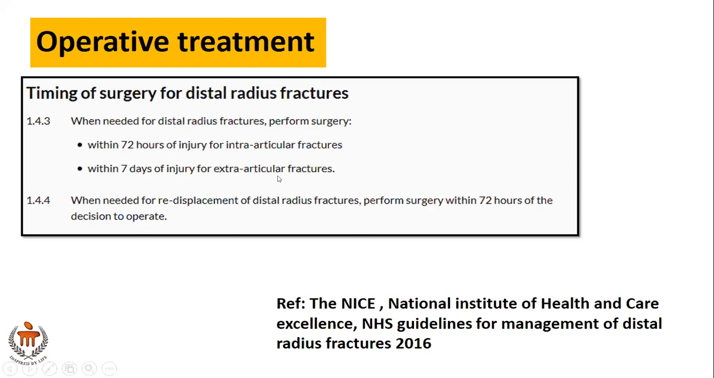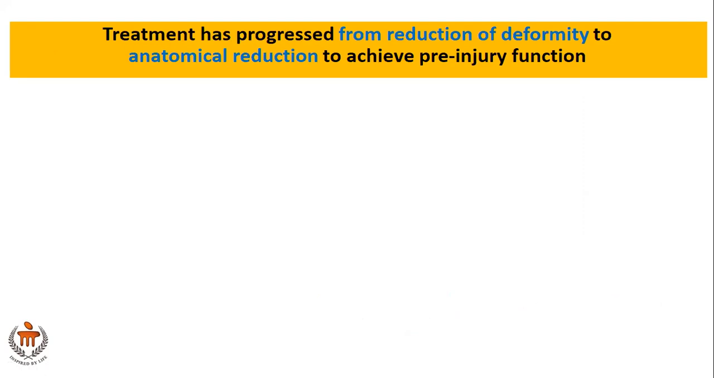And if it was an extra-articular fracture, within 7 days of injury is good enough for you to do a surgery. Now, if there was a redisplacement when you have been doing conservative treatment, perform surgery within 72 hours after you decide to operate. So these are the basic guidelines given for you to take a decision on this.